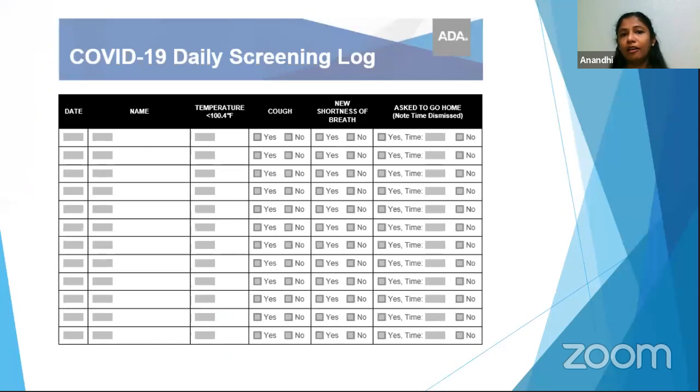And this is the screening log for our staff itself. Every day when I go into the office or when my staff comes into the office, we put our date and name, and we measure our temperature. We say if we have a cough, yes or no. Shortness of breath, yes or no. And if anything is yes, either they ask to go home or they stay and work.